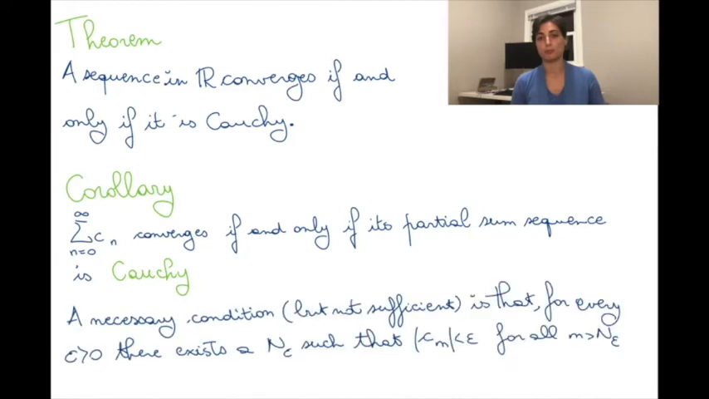A necessary condition, but not a sufficient one, is that for every epsilon bigger than 0, there exists a value such that after that value, all the coefficients that are added in your series are smaller than epsilon itself. It is not sufficient because you might have the situation in which you're still adding something that is getting smaller and smaller, but always in the same direction, and still not converging.